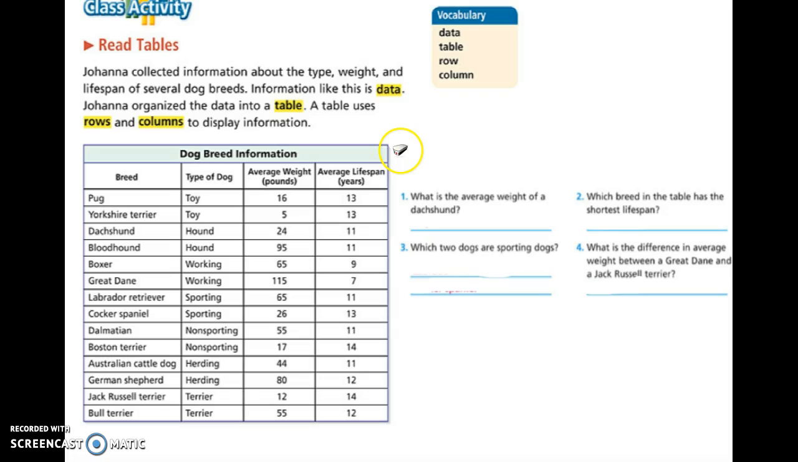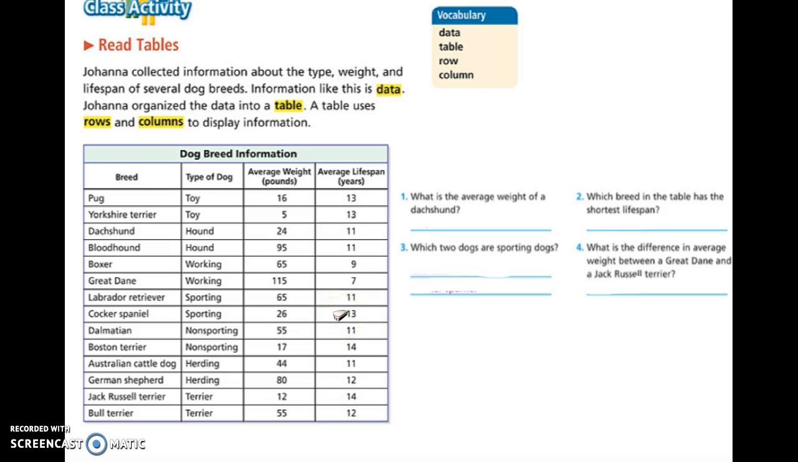So remember, data is the information that's collected. We display that data in the table. We show it in the table. Rows go horizontal across like this, and columns go up and down. So with that in mind, let's go ahead and try to answer the first question.